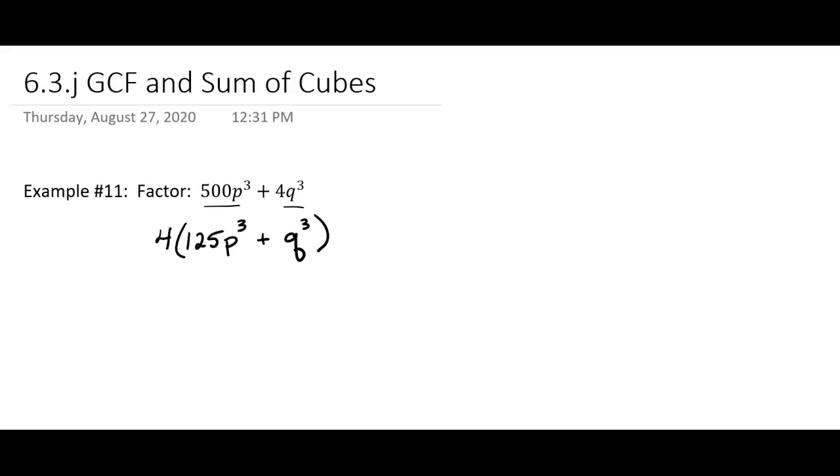So we get 4 times 125p cubed plus q cubed. So that's going to make inside the parentheses the sum of cubes. So I'm going to pull out that formula. a cubed plus b cubed factors into a plus b times a squared minus ab plus b squared. So it takes a little while to get used to the formula, but that's what we're going to do.